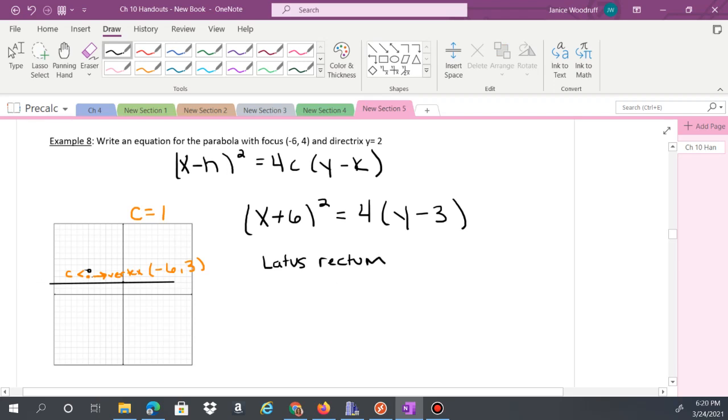Okay, so in this case, because this is opening up and down, it's going to be a horizontal line. The length here is the absolute value of 4c, which is 4 times 1, which is 4. So this length here is 4, which means go through the focus. You've got 2 here, 2 here. So here's my focus in black. So 2 to the left, 1, 2 would give me this point right here. And then 2 to the right would give me this point right here.